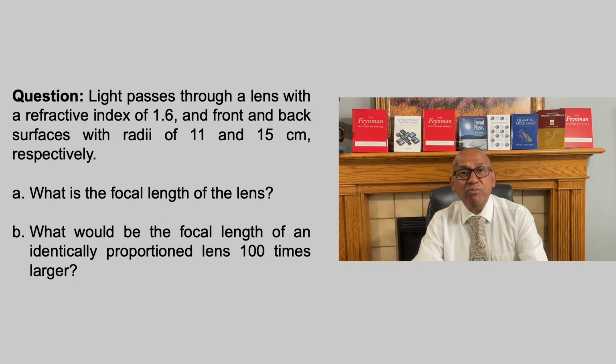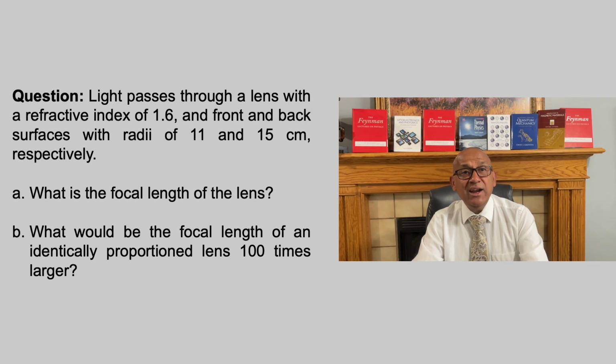Now, a quick checkpoint problem before we move on. Question is, light passes through a lens with refractive index n equal to 1.6 and radii of curvature Rf equal to 11 cm front and Rb equal to 15 cm back. What is the focal length using the lens maker's formula, which is 1 by Fl equal to n minus 1 multiplied by 1 by Rf minus 1 by Rb.